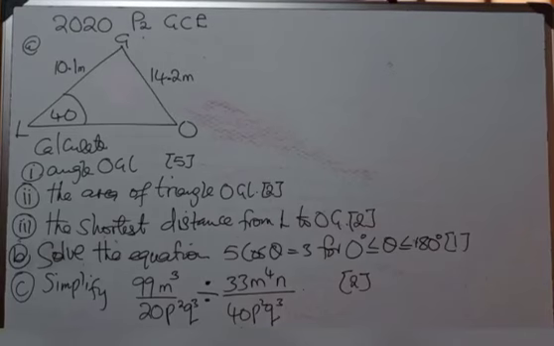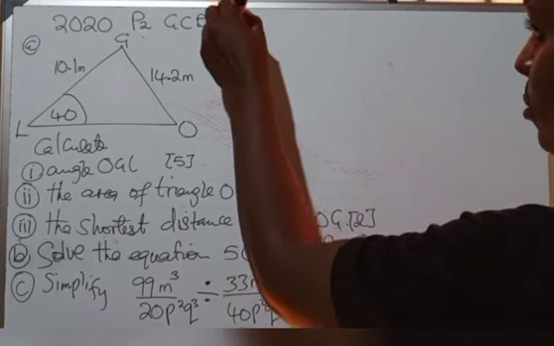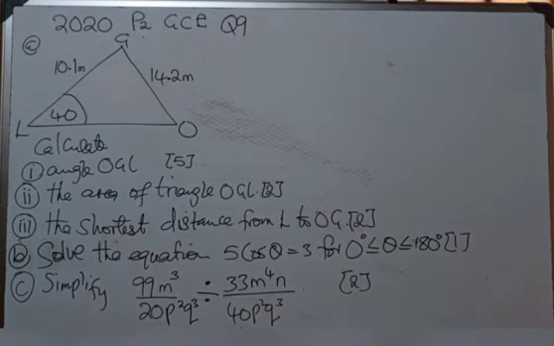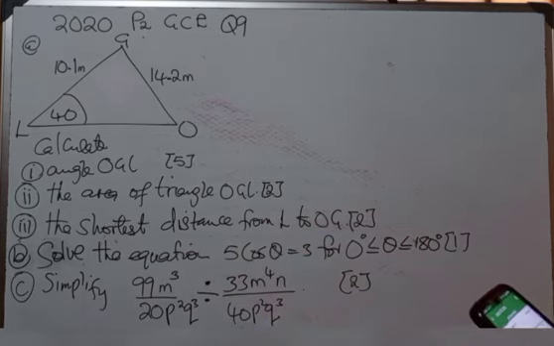So we have another question which is still under trigonometry, and this one is coming from 2020 paper 2 GCE, and this was question number 9. Question 9A says the diagram below shows the positions of a guava tree, which is G, an orange tree, which is O, and we also have a lemon tree on a farm.